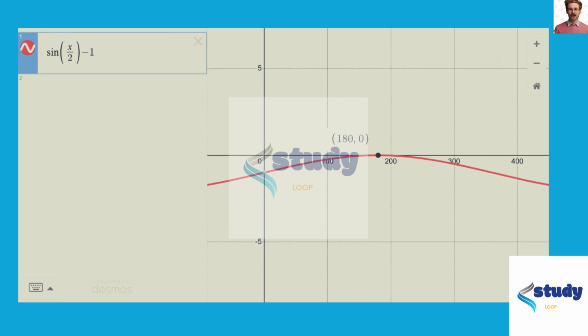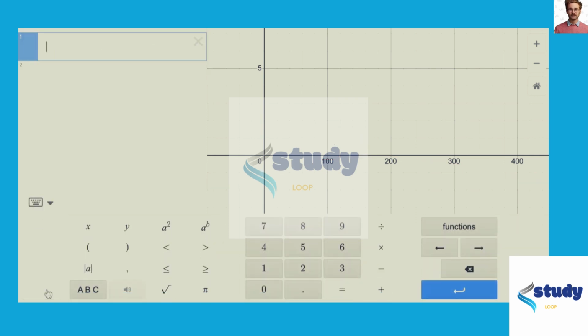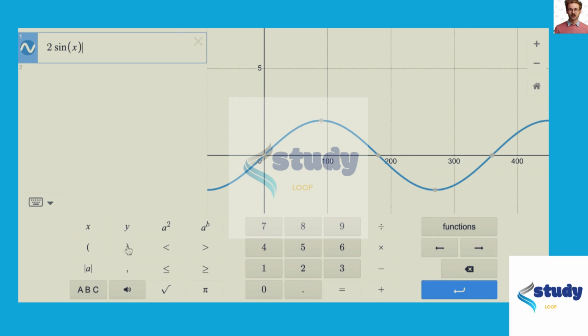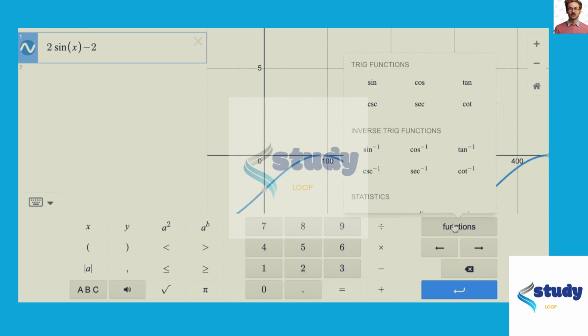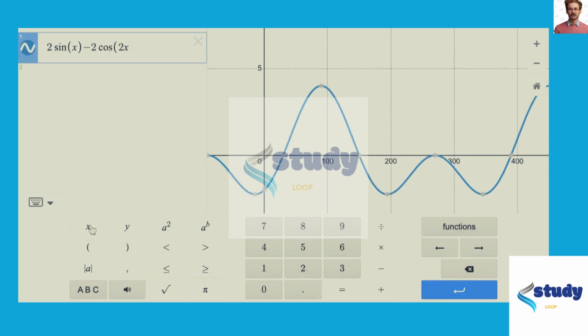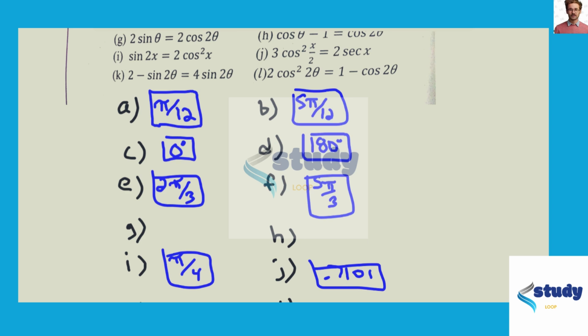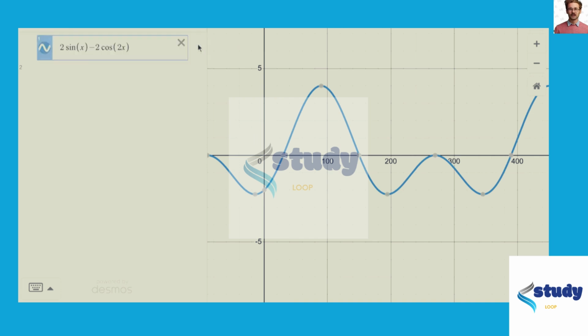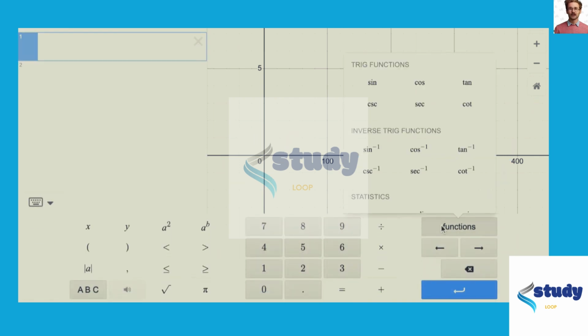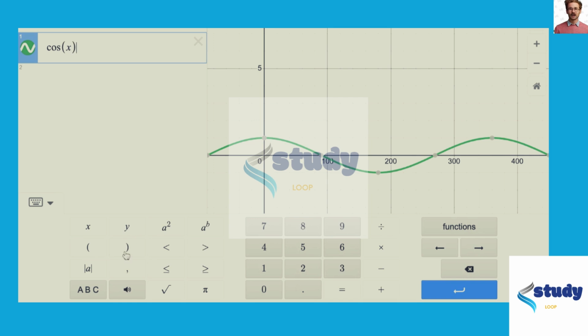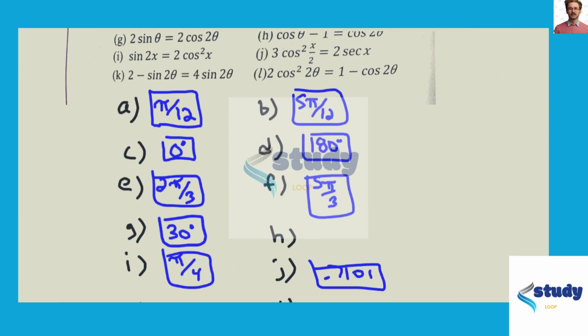For G, 2 sine x, and then we'll subtract 2 cosine 2x. And that's at 30 degrees. For H, cosine x minus 1, and then we'll subtract cosine 2x. And that's at 60 degrees for our first solution.